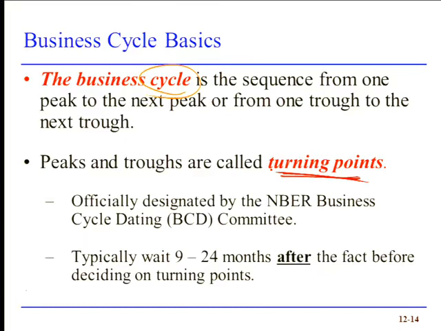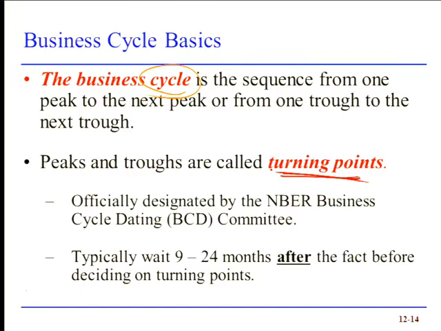Now, the Business Cycle Dating Committee is never in a rush to actually date peaks and troughs. One reason for that is they don't want to change their minds later. Once they name a peak or a trough, it's pretty much set in stone. So they need to wait a sufficiently long period of time so that they have almost absolute confidence that a peak or a trough has actually been reached. What that means, has meant anyway, is that peaks and troughs are generally announced anywhere from 9 to 24 months after the fact.